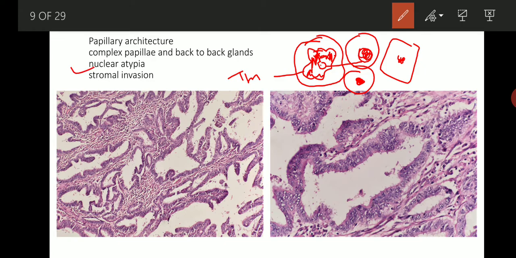In addition, the hallmark of malignancy, that is invasion, will be there in all carcinomas. So this tumor, as you see here, is invading into the underlying stroma or the endometrial stroma. It can invade through the myometrium and also go to different places of the body via metastasis. So this is a papillary type of adenocarcinoma, otherwise called endometrioid adenocarcinoma.